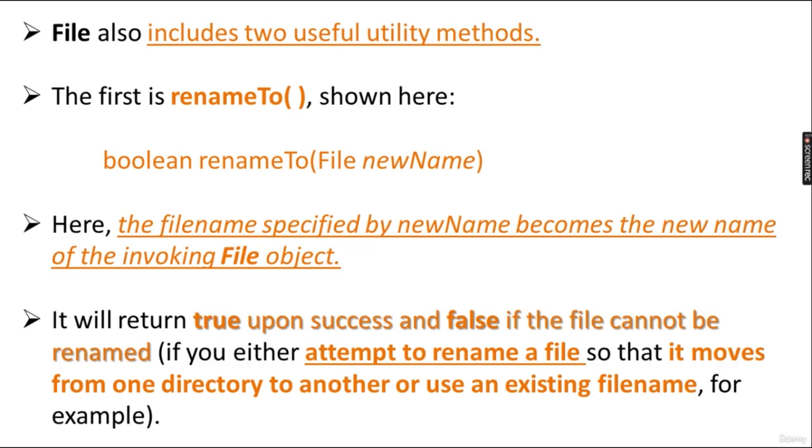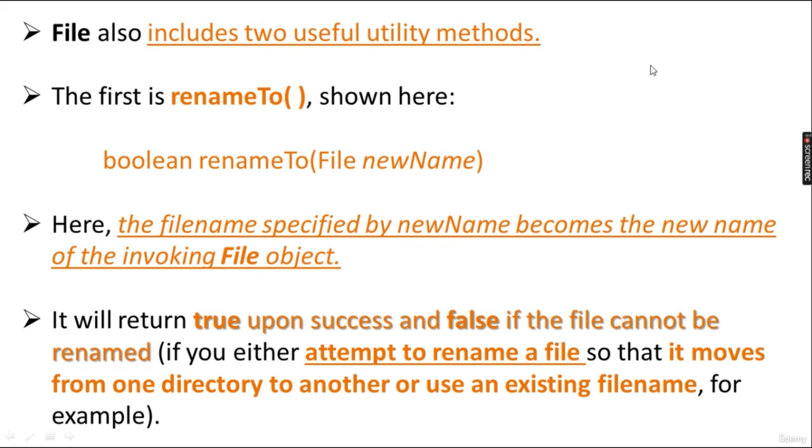Two useful utility methods are also there. Boolean renameTo(File newName). The file will be renamed to your new name. The file name specified by newName will be renamed. It will return true upon success and false if the file cannot be renamed successfully.